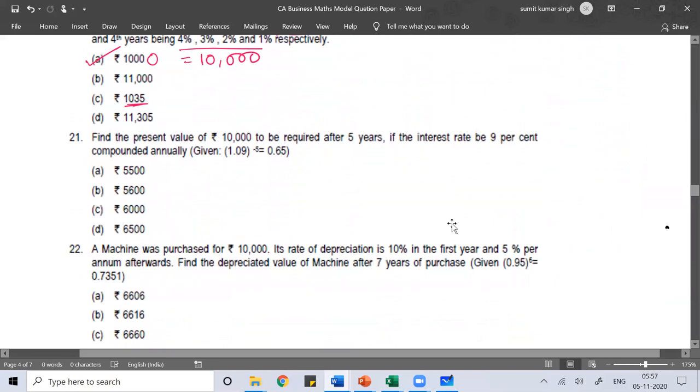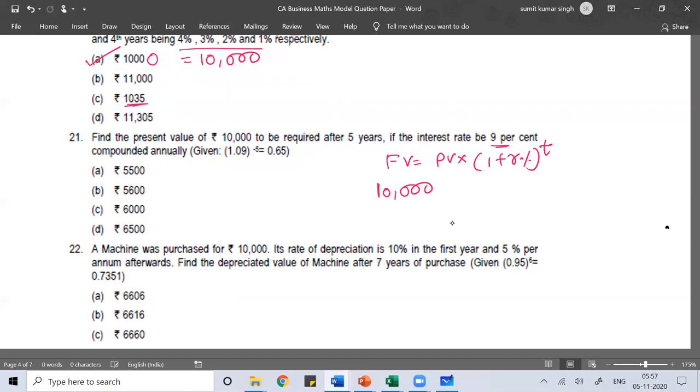So whenever, like this question: find the present value of 10,000 to be required after 5 years if the interest rate is 9% compounded annually. The formula is future value equals present value into 1 plus r percent to the power t. The same formula of amount equals principal into 1 plus r percent to the power t, the same formula of compound interest, will apply here. Find the present value. So the present value will be 10,000 divided by 1 plus 9% to the power 5.